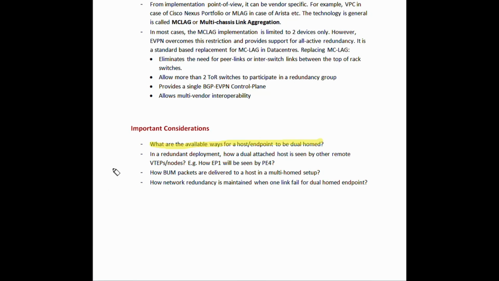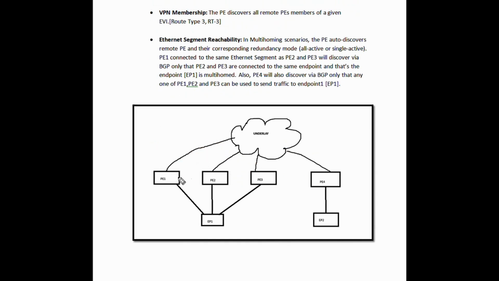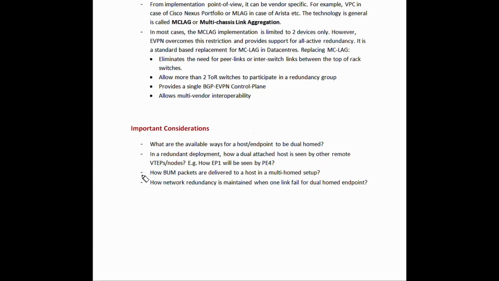The second thing that we must consider is, in a redundant environment, how is a dual attached host seen by other remote VTEPs or remote leafs? For example, if we look at the topology, how will PE4 or leaf 4 look at endpoint 1? How does PE4 know that endpoint 1 is connected to more than one upstream leaf switch, or upstream VTEP in this case? Also, we must consider how BUM packets are delivered to an endpoint in a multi-homed environment, and how network redundancy is maintained when one link fails for a dual-homed or multi-homed endpoint.